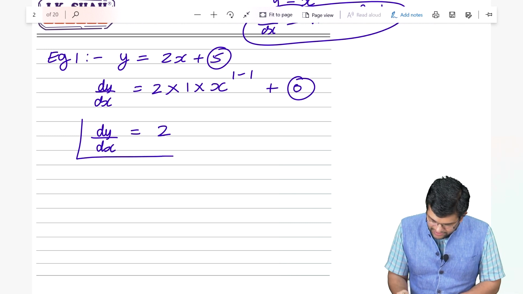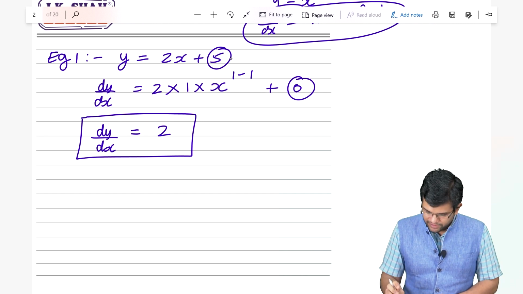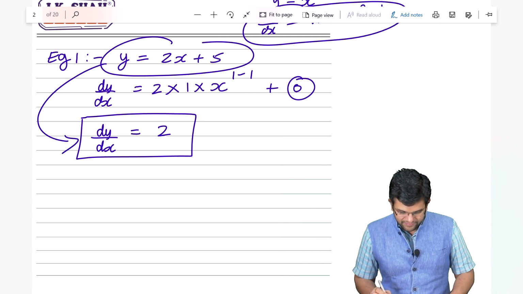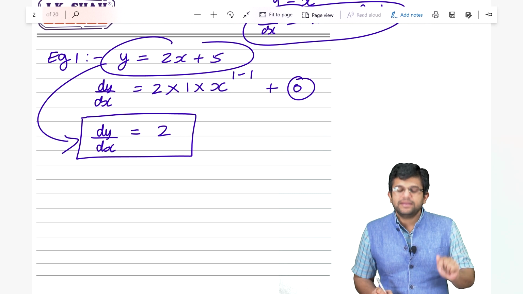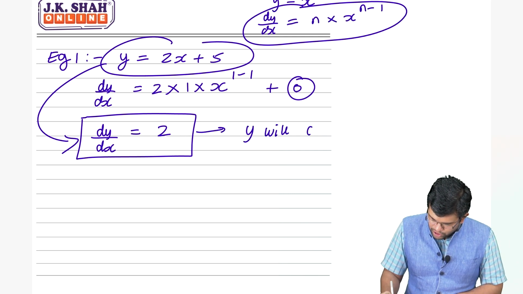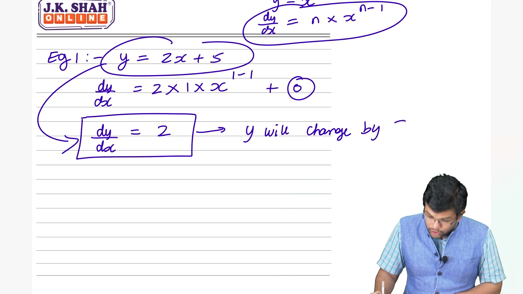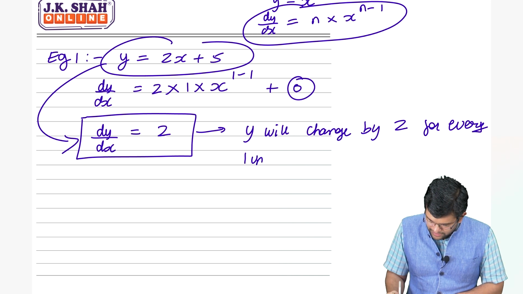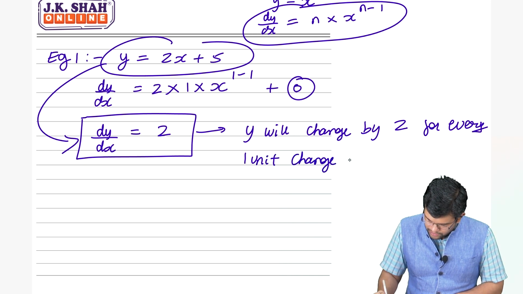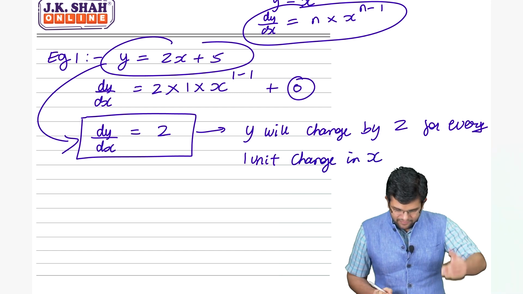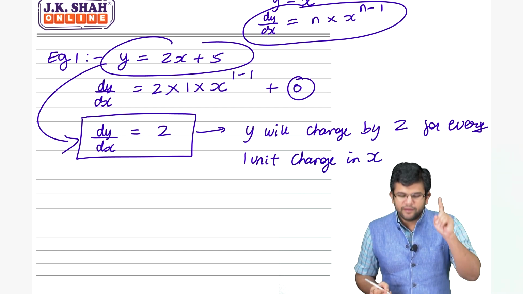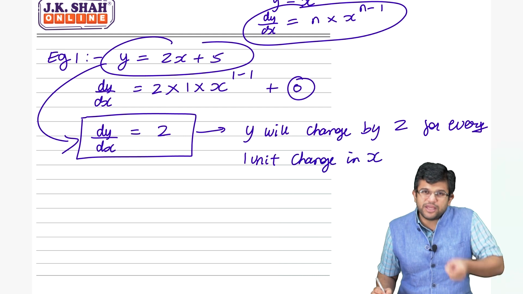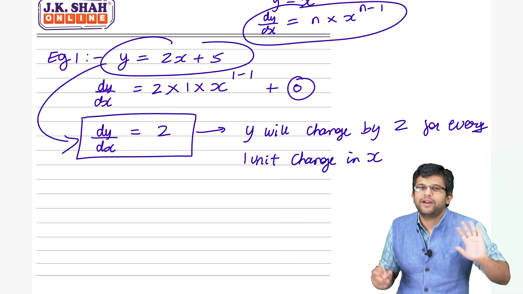So with that we get the derivative of this particular function, y is equal to 2x plus 5. We got the derivative of this function as dy by dx equal to 2. What does 2 mean? 2 means that y will change by 2 for every 1 unit change in x. Everybody clear? y will change by 2 for every 1 unit change in x. Everyone following? Now let us see the proof of it, which means if x changes by 1, y should change by 2. Everybody clear with this?